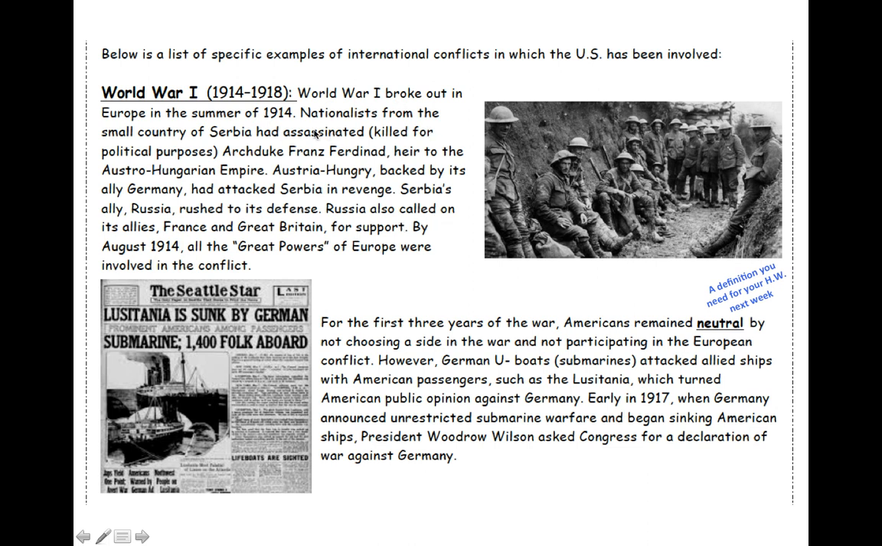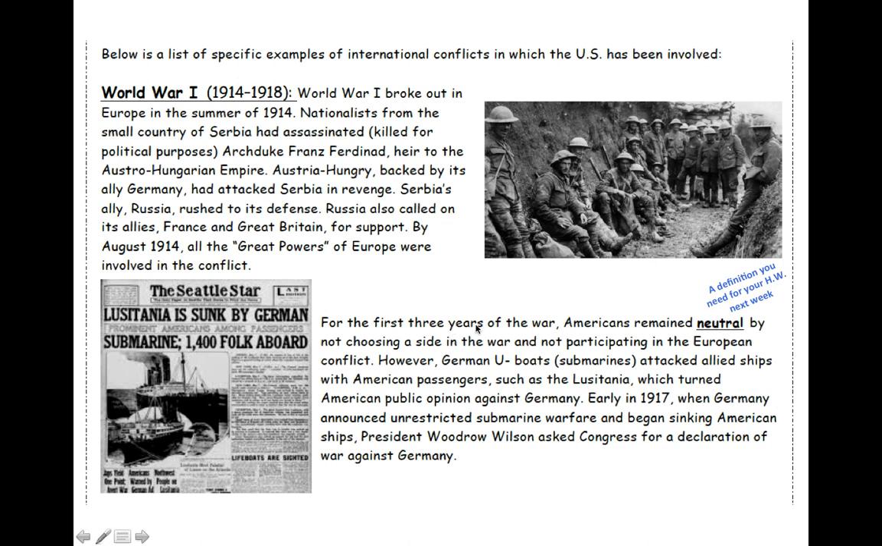So it started off with one assassination of the Archduke Franz Ferdinand by someone from the country of Serbia. And so when the Serbian nationalists killed this man, who was the heir to the Austro-Hungarian Empire, it created this whole domino effect of every other country who had allies or friendships with other nations, and they all came to each other's defense, and it created a massive world war.